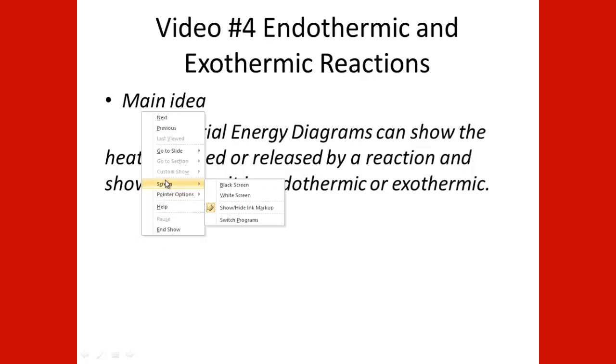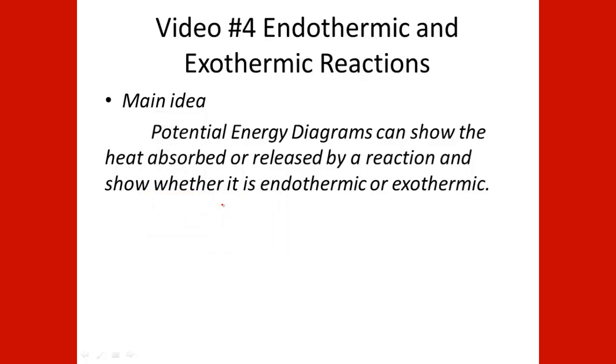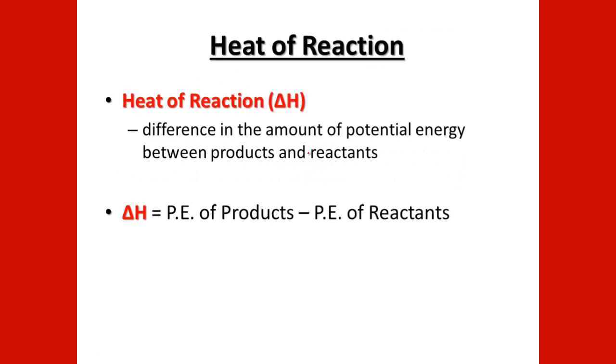We're going to look into reading our potential energy diagrams. Our main idea for endo and exothermic reactions is that potential energy diagrams can show whether heat is absorbed or released during these exo and endothermic reactions. First off, our heat of reaction is the difference in the amount of potential energy between the products and reactants.